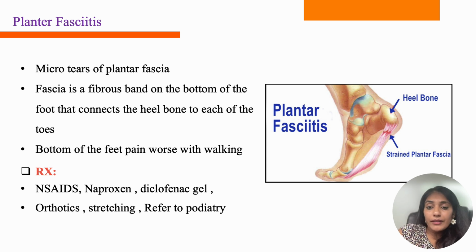So bottom of the foot, the pain that gets worse when they're walking, and especially early in the morning their pain is worse. What do you do? So in that case, you order x-ray, just to rule out if they have any fracture or any bone spur going on, stuff like that. The main choice of treatment is give them NSAIDs. You can give them NSAIDs, refer them to podiatry, and they can also do some stretching exercise that can help.